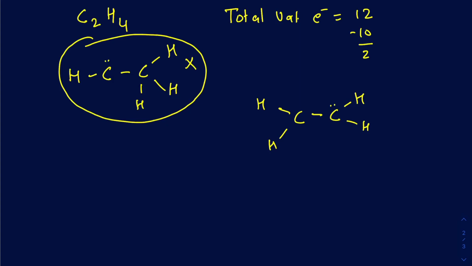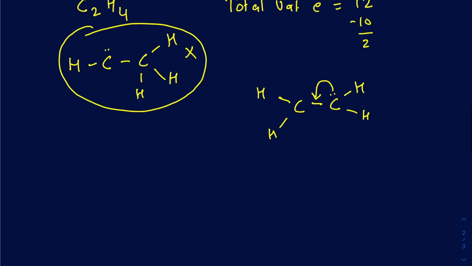So to make everyone happy, I could go ahead and create a double bond there. That means this lone pair is going to be used to create a double bond between those 2 carbon atoms. So that's how the structure of this C2H4 is going to look.